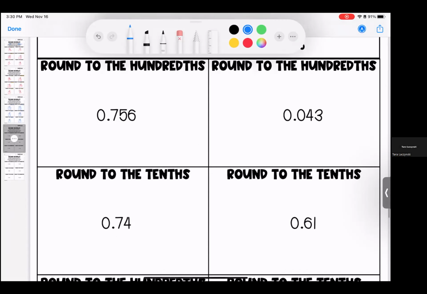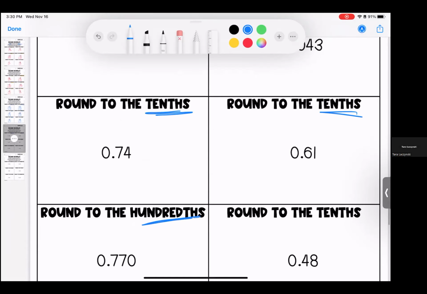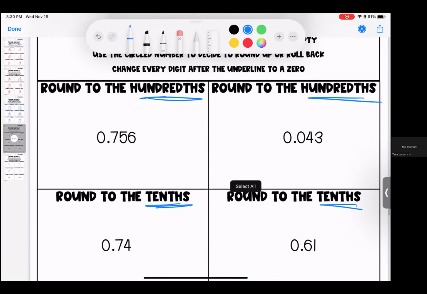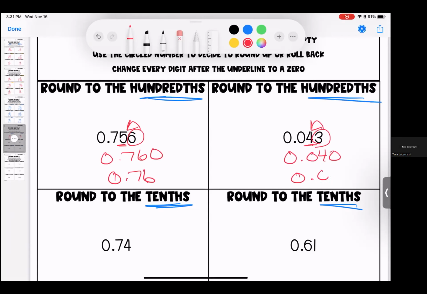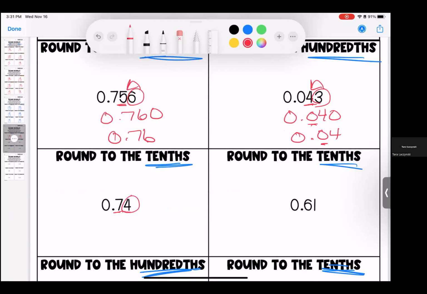On to page number 4. Make sure you know what they are asking you to do. Rounding to the nearest hundredth, rounding the 5, the 6 is the boss, rounding up. Rounding to the nearest hundredth, rounding the 4, the 3 is the boss, rolling back. Make sure you get the 0 in there. Remember, 0 is our hero. Even though it's nothing, it is super important. Rounding to the nearest tenth, roll back. Both of these would be correct.